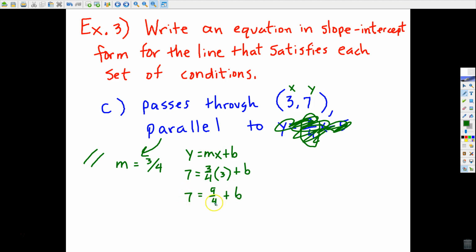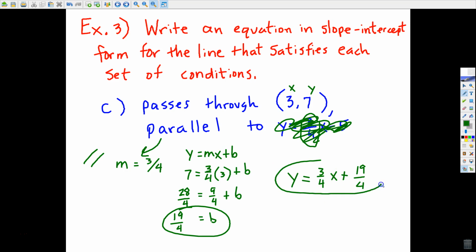Change 7 into fourths. A fraction that still equals 7 but has a denominator of 4 would be 28/4. Now I can subtract and put these together, and 28 minus 9 is 19/4. Okay, we found the y-intercept. We already knew the slope. Put them together. y equals mx plus b. And that's the answer for number 3C.